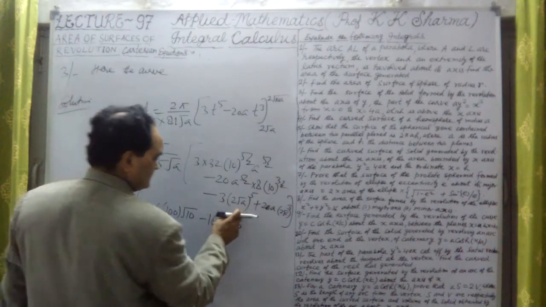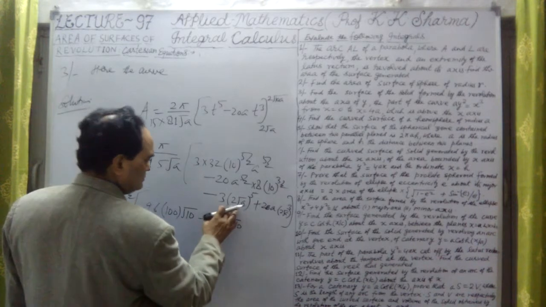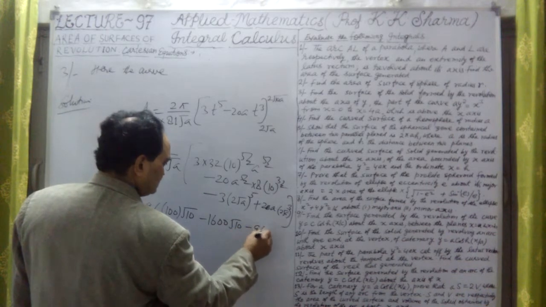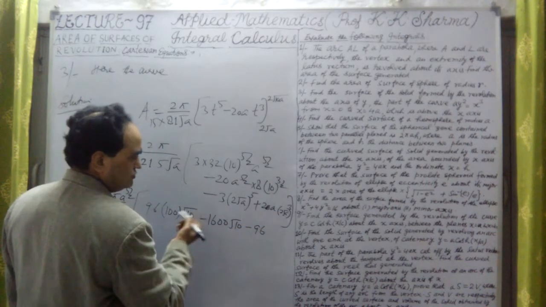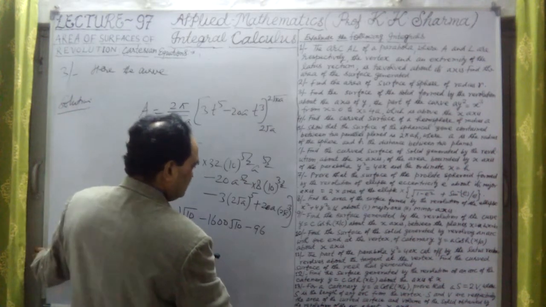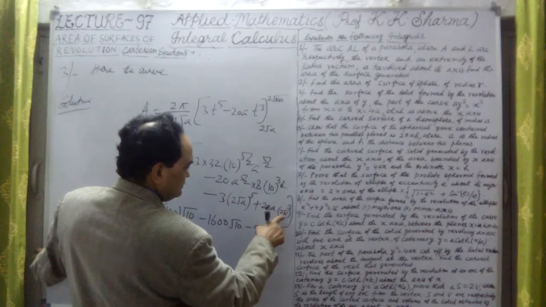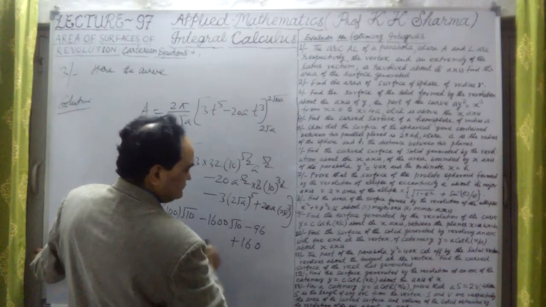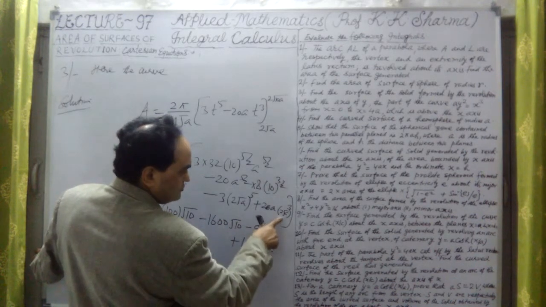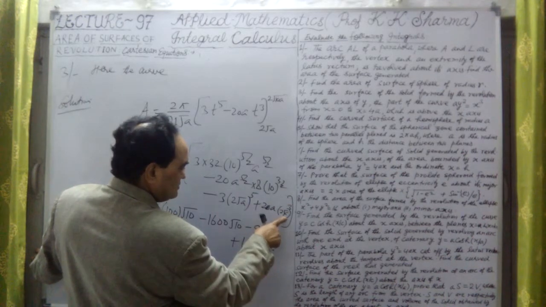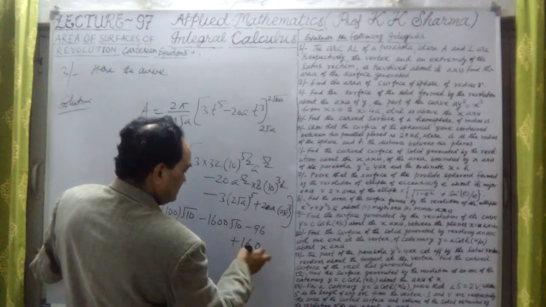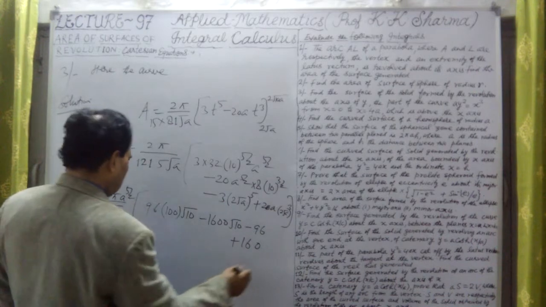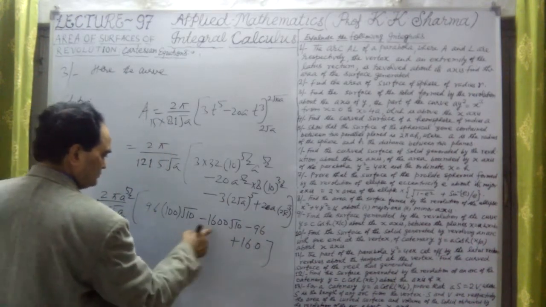Then next, a we have taken out, no problem. So 2 raised power 5 is 32, into 3 is 96, minus 96 for the lower limit. Minus 2 raised power 3 is 8, 8 times 20 is 160, so plus 160 only. This is the value. Now we have to subtract these two.